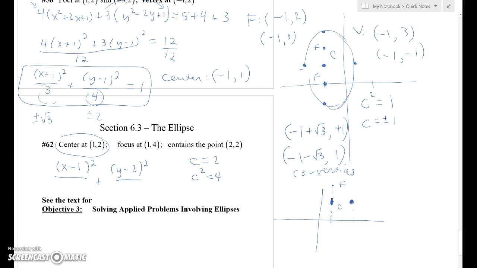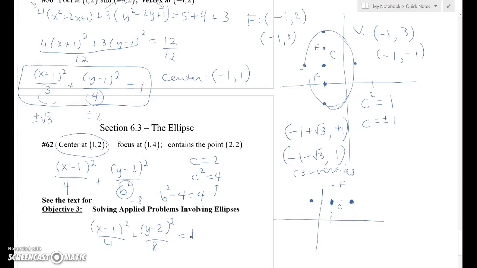So that tells us in the x direction, we went 2 in the positive direction, and we must go 2 in the negative direction. So the number under the x squared term has to be 4, 2 squared. Well, then we know whatever b squared is, b squared minus 4 has to equal 4, because that's what c squared is. So it looks like b squared equals 8. So our equation is (x minus 1) squared over 4 plus (y minus 2) squared over 8 equals 1.